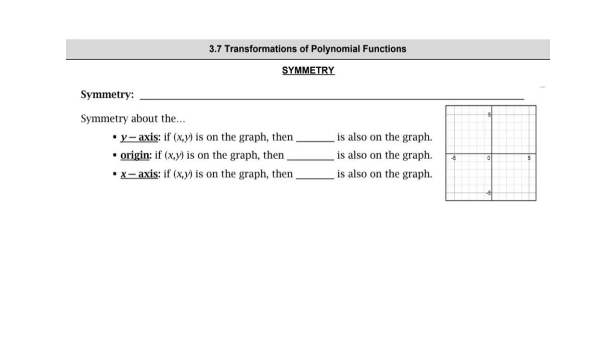So symmetry is when an image or a point is identical after a transformation.